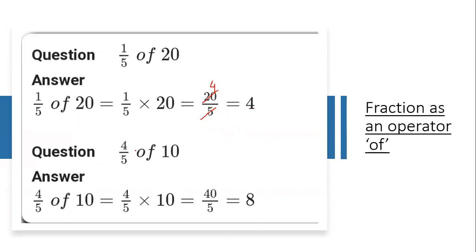Let's see the next example. 4 by 5 of 10. It means 4 by 5 into 10. That is 4 tens are 40, 40 by 5. And after simplifying, we'll get 5 8s are 40. So the answer will be 8.